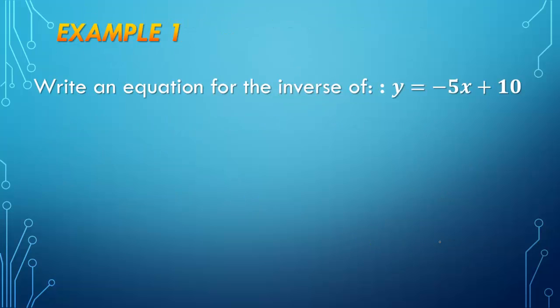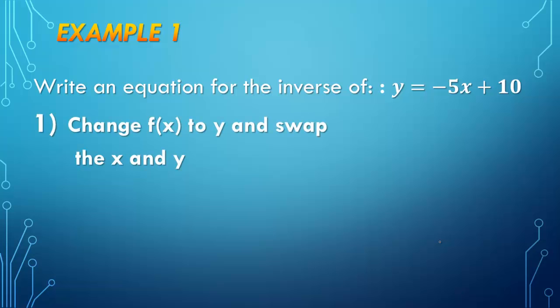We want to write an equation for the inverse of y equals negative 5x plus 10. So again, first things first, change f of x to y and swap the x and y. Well, there's no f of x to worry about. It's already y, so we're good there. So we're going to, again, swap just the x and the y. Those are the only things that trade places. So you get x equals negative 5y plus 10.